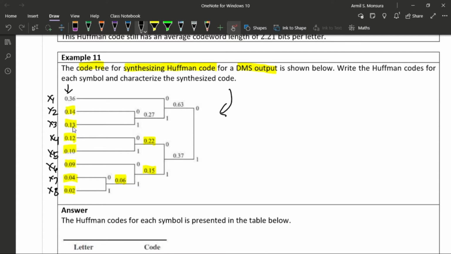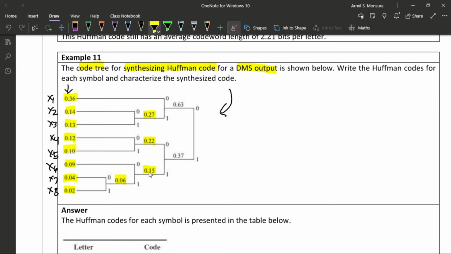Here again, we combine 0.14 and 0.13 because they are the two lowest probabilities that we have. We combine them to have a probability of 0.27. Then we assign 0 to the upper branch, 1 to the bottom branch. Now, our probabilities are 0.36, 0.27, 0.22 and 0.15.